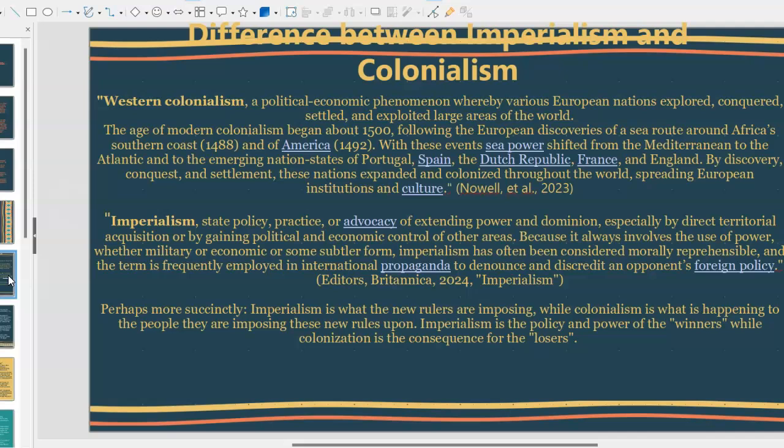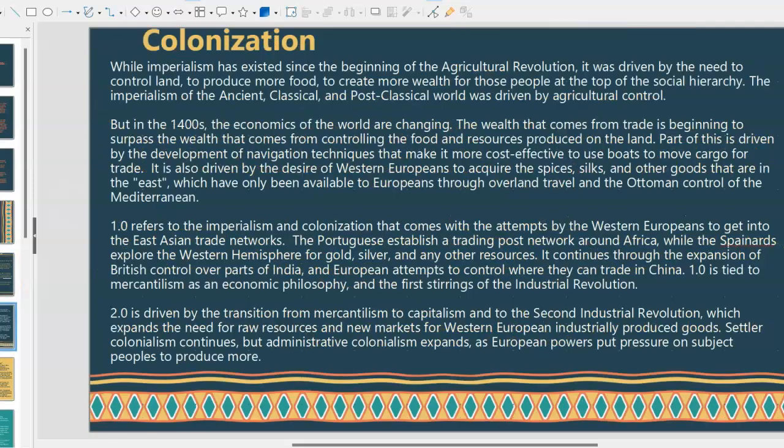Or, as I like to put it more succinctly, imperialism is what the new rulers are imposing, while colonialism is what is happening to the people they are imposing those new rules upon. Imperialism is the policy and power of the winners, while colonization is the consequence for the losers. And that's very much the distinct difference between the two.